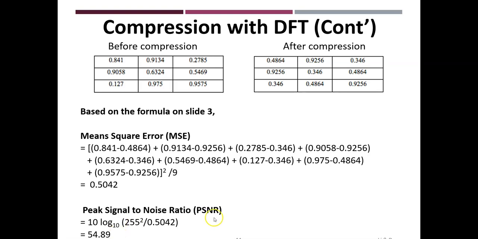So for example, if we ask you to compare between two signal compressions, the first one we get 54.89, and the second result for example we get 80. So which one is better compression? Of course the second one. So the higher the value of PSNR, the better the compression of the signal. Okay, semua faham? In order to perform the FT, kita ada 6 steps. Lepas tu we calculate the MSE and PSNR.